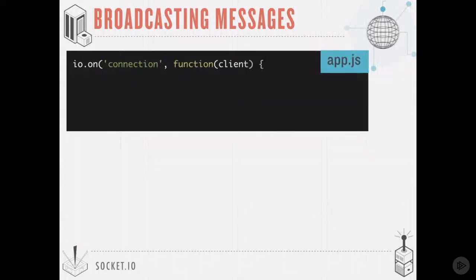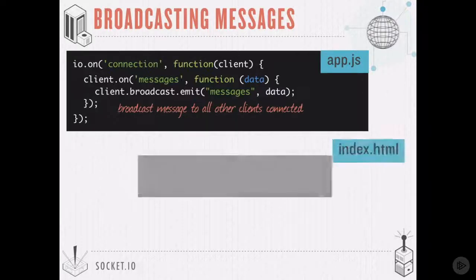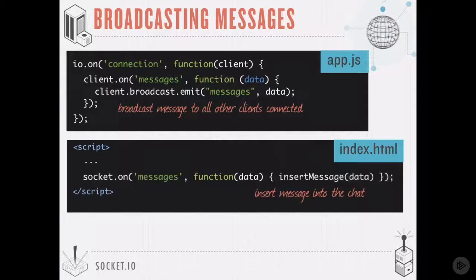So now back on our server, when our server receives the message event, this time around it's going to call client.broadcast.emit messages data. That's going to broadcast the message to all the other clients aside from this one that sent the message. Back on the client side, we're going to revise the messages listener. In this case, when we get a messages event, we simply want to insert the message onto the screen. And I'm not going to show you that insert message function, but you can imagine it just uses some jQuery to insert that text onto the screen.